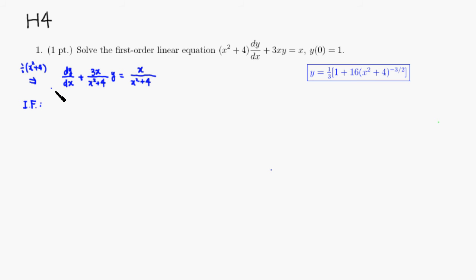The integrating factor would be rho of x equals e to the integral of p of x. In this case, this is our p of x. So we can just integrate 3x over x squared plus 4 with respect to x. I'm going to put 3 outside of the integral, and since I would like to have 2x, I'm going to divide through by 2. So the integral of 2x over x squared plus 4 dx.